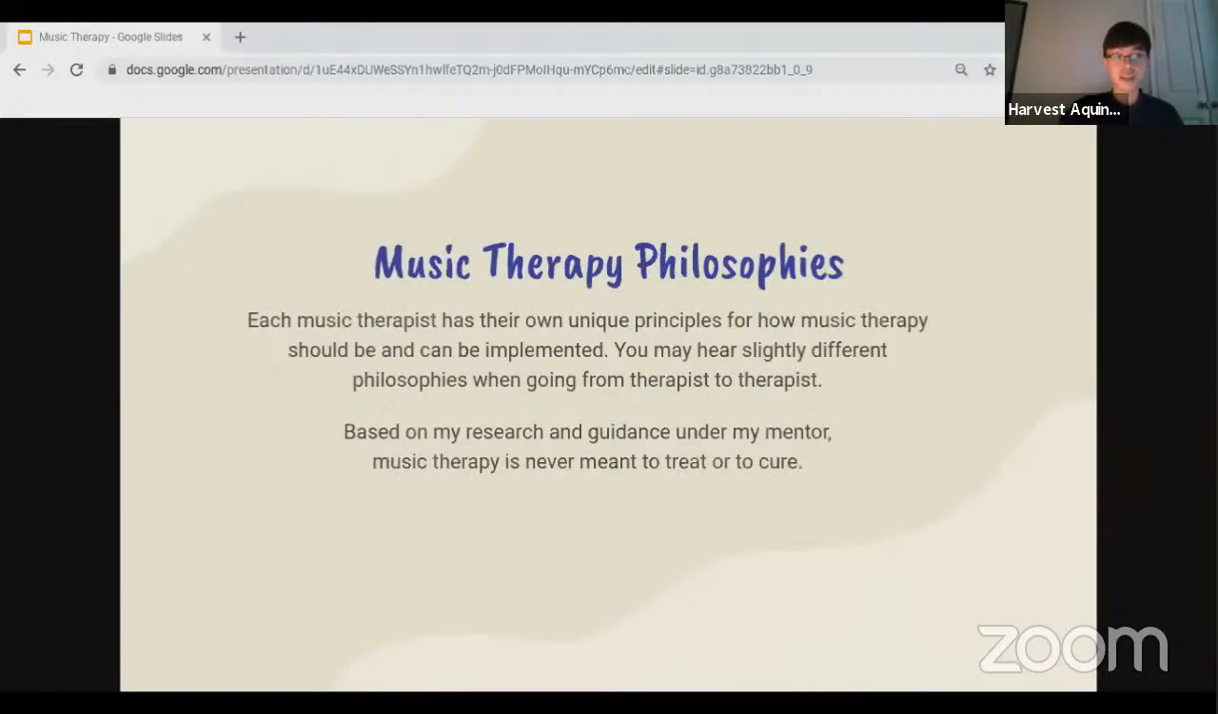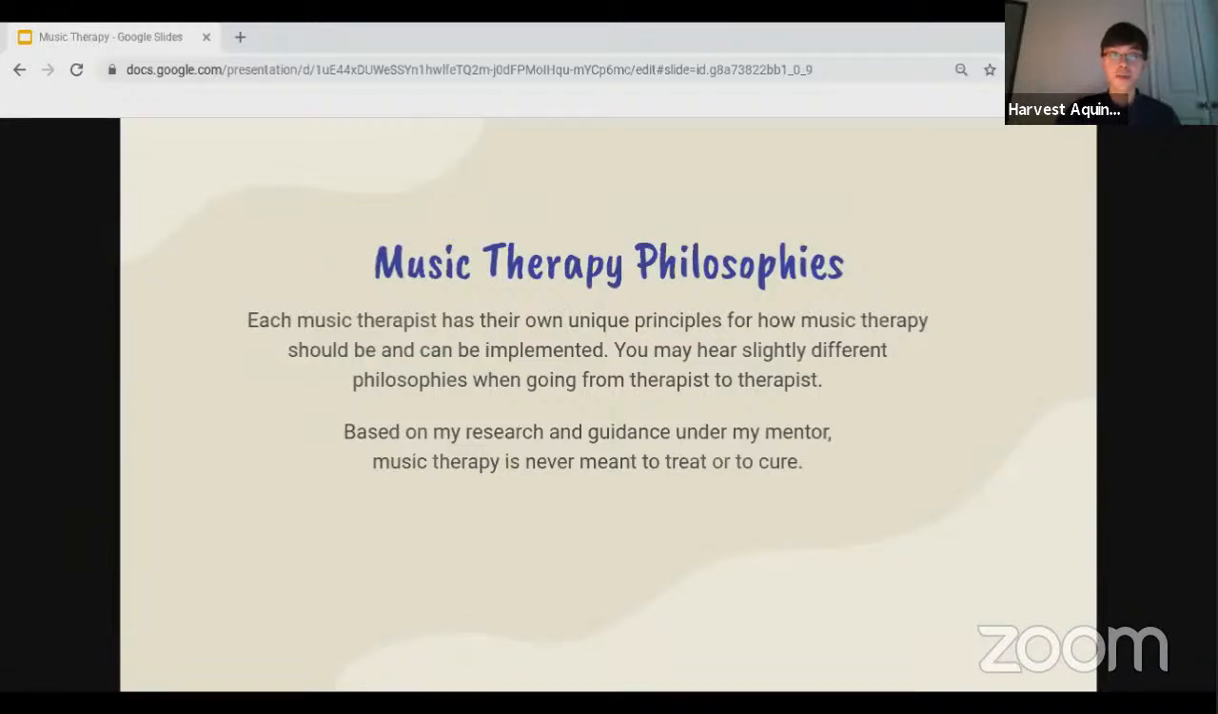And it is crucial to know that every therapist has their own principles of how music therapy should be and can be implemented. Each university or program has their own school of thought. So it is important that you know that if you were to go from therapist to therapist, you may hear slightly different things about their philosophy.